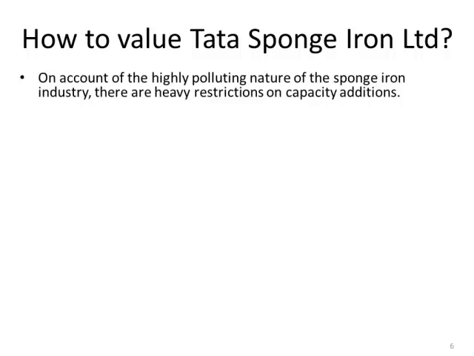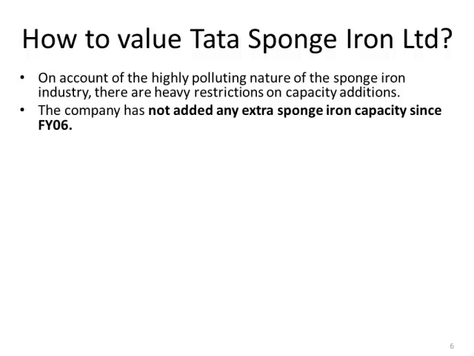So now we've had a look at the financial statements. Let's think about what is the best method to value this company. Due to the highly polluting nature of the sponge iron industry, there are heavy restrictions on capacity additions. One thing that we noted was that the company has not added any sponge iron capacity since the fiscal year 2006, right? That's due in part to the heavy restrictions on adding capacity, so it's quite costly to do so.